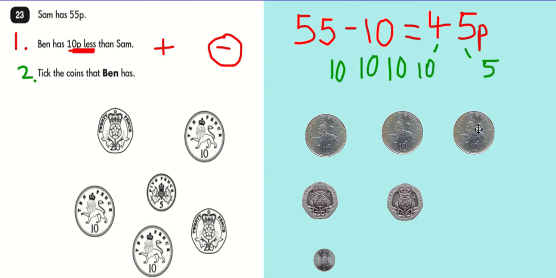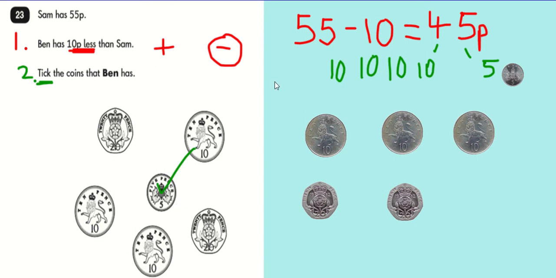Now looking down here, I know that I can make 5 ones with 2 2p coins and a 1p coin, or 5 1p coins, but I don't have any of those coins here, do I? What do I have to make 5 ones? That's right, I've got that 5p here, so we know that we're going to need to use that 5p, don't we? So why don't we tick that one, because in the question it tells us to tick the coins that Ben has. So he must have a 5p coin, mustn't he?